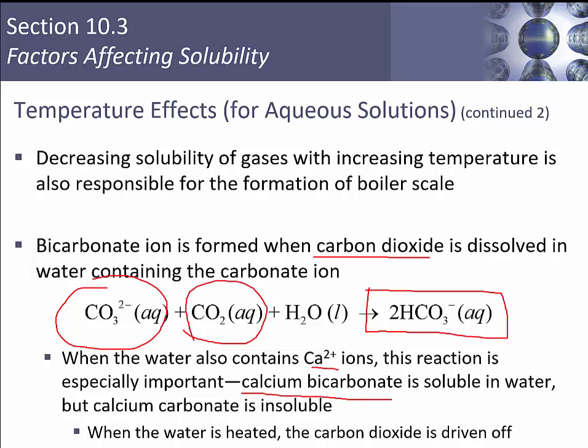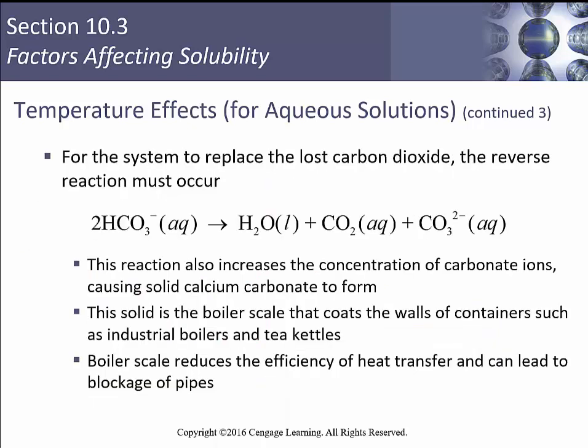Right? Calcium bicarbonate is soluble in water, but calcium carbonate is not. So when the water is heated, carbon dioxide, this gas, goes away. Its solubility decreases, leaving behind our calcium carbonate. For the system to replace that lost carbon dioxide, the reverse reaction has to occur. We're going to take our two hydrogen carbonates. We're going to make water, CO2, which is replacing the CO2 that was driven off, and some CO3 2-, some carbonates. This reaction also increases the concentration of carbonate ions, causing that solid calcium carbonate to form.